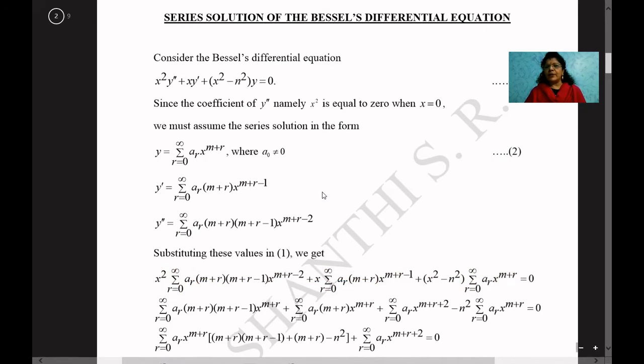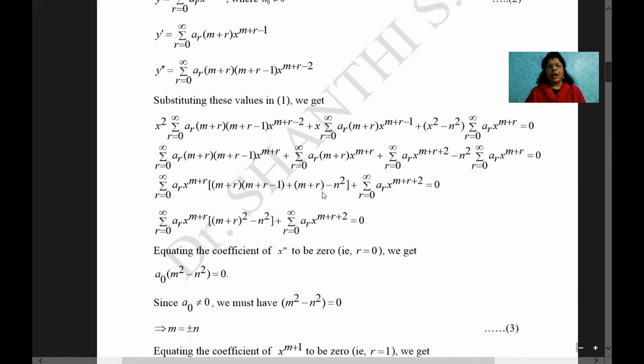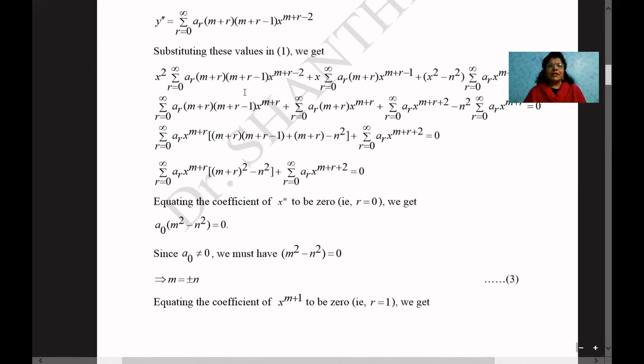Okay. Now what I'll do, I'm going to expand it once again. How to expand it? The summation outside, whatever the variable we have got, that I'm going to multiply inside. So x square into this summation term will be, I'm multiplying this x square and x power m plus r minus 2. I'll be getting sigma, r is varying from 0 to infinity, ar (m plus r) (m plus r minus 1), x power m plus r minus 2 plus 2, this x square 2. M plus r minus 2 plus 2, that is m plus r.